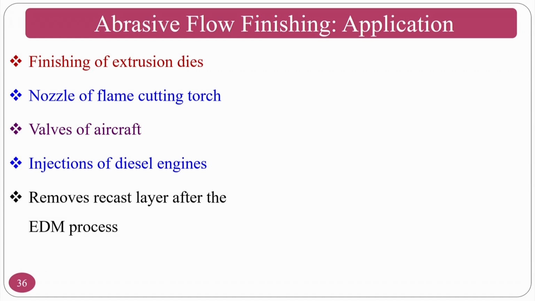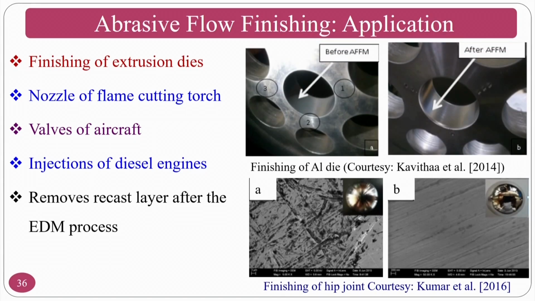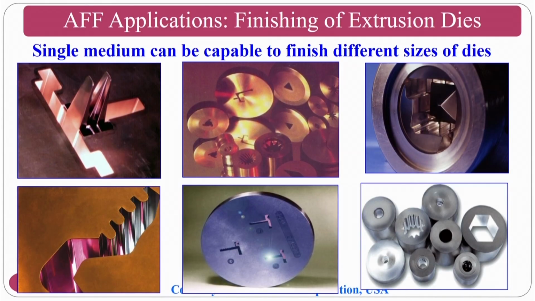So, the applications: finishing of extrusion dies, nozzles, and valves of the aircraft can be done, and it can remove the recast layers and other things. If you can see here, before and after, it is finished to a great level. At the same time, you can see the head of the hip joint also can be finished. Okay. These are the things that can be done by abrasive flow finishing.